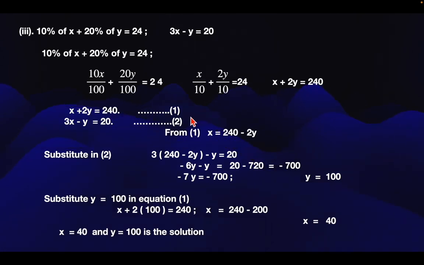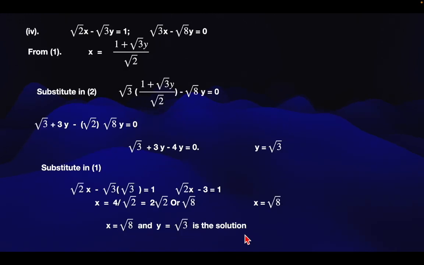So now we have got the first equation. The second is already in the standard form. Now let's do the substitution. I have taken x is equal to 240 minus 2y. Substitute in the second equation and solve it. You get the value of y as 100. Again put the value of 100 in equation 1. Solve it. You get the value of x as 40. So x is equal to 40, y is equal to 100 is the solution.